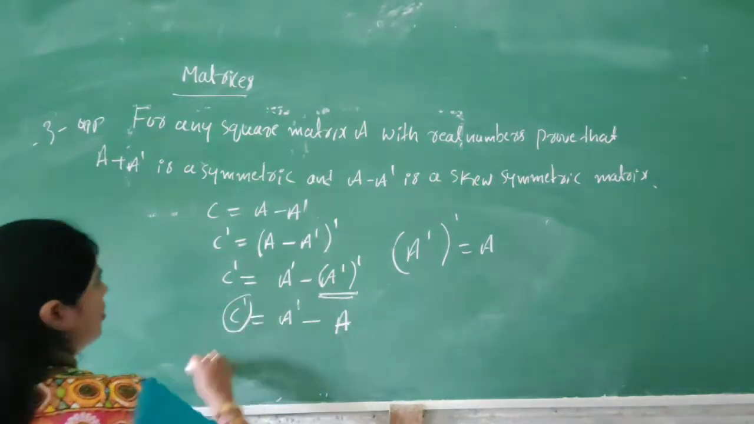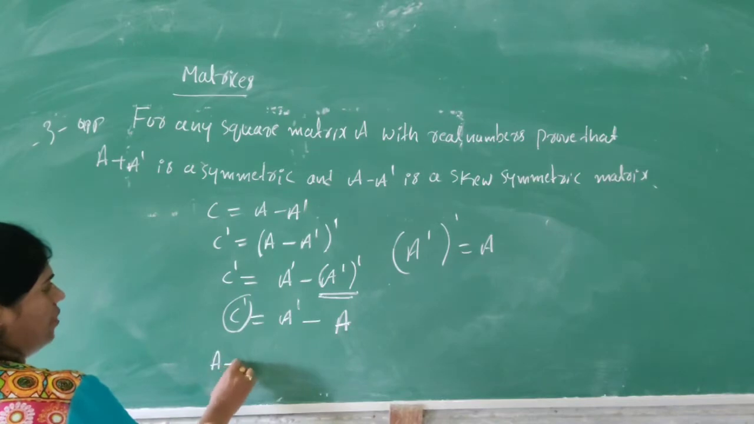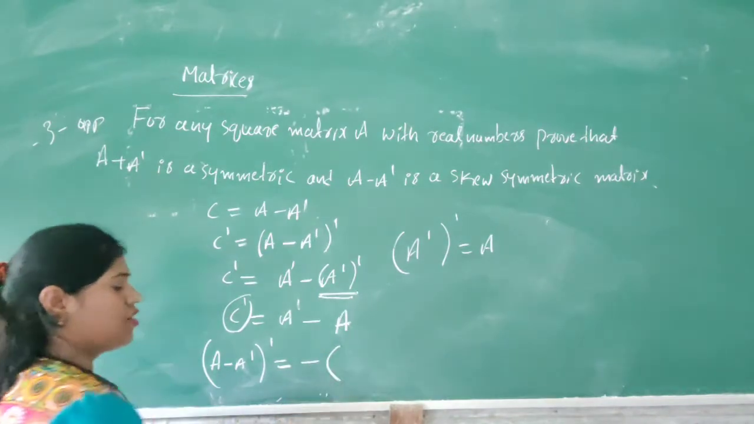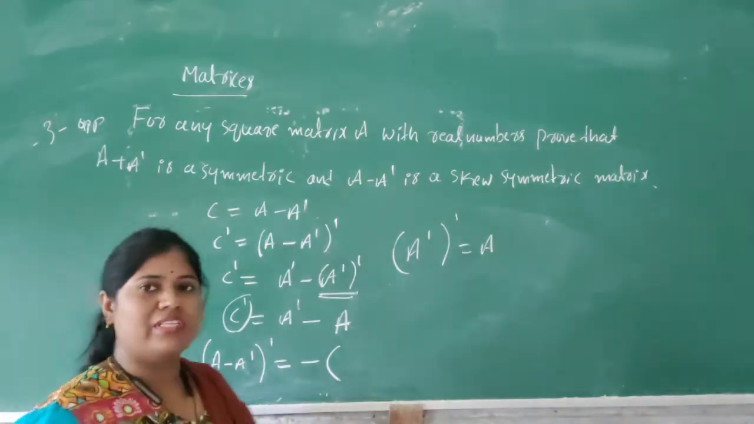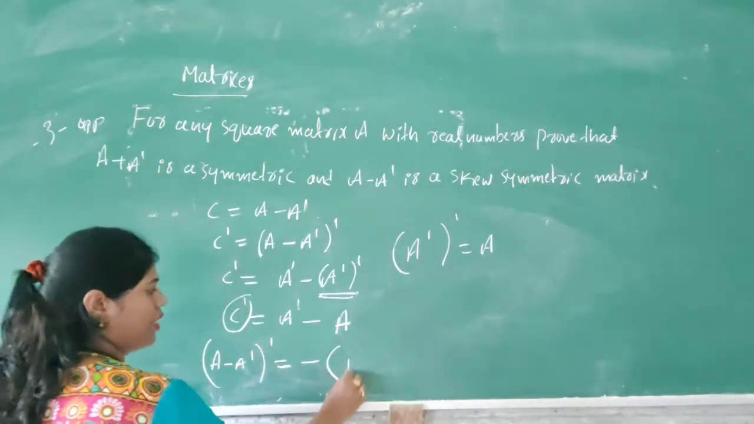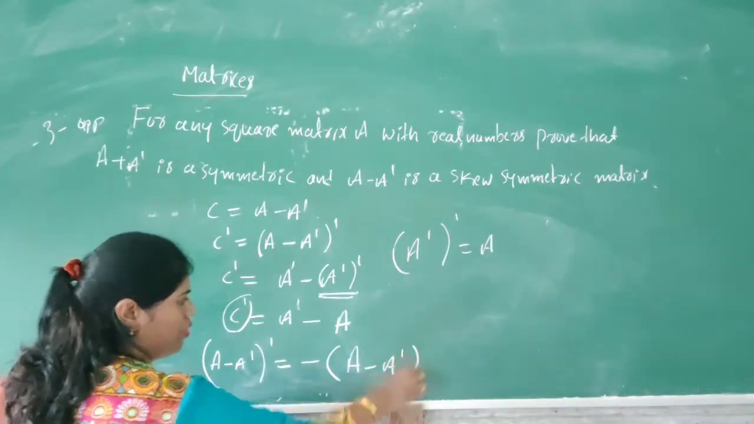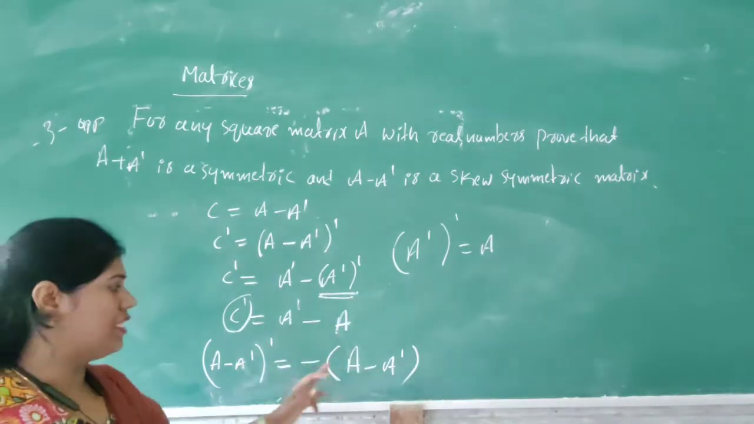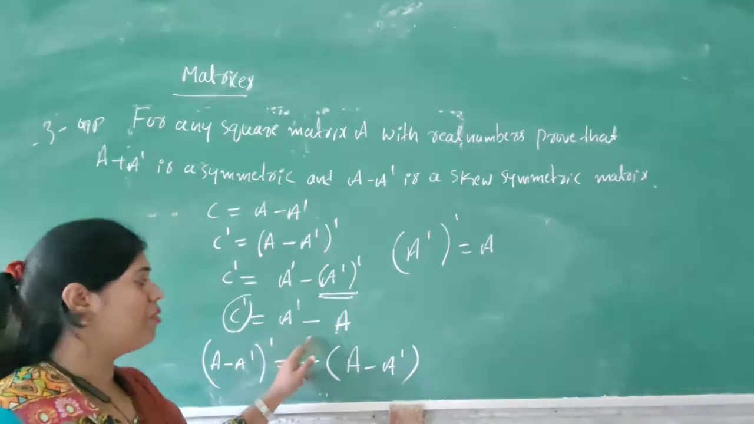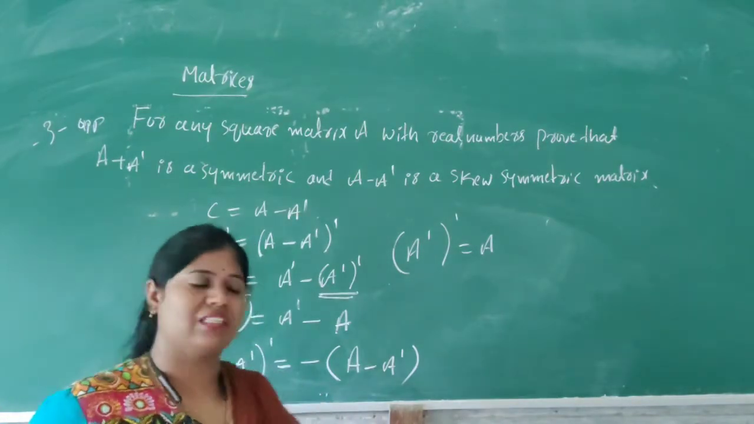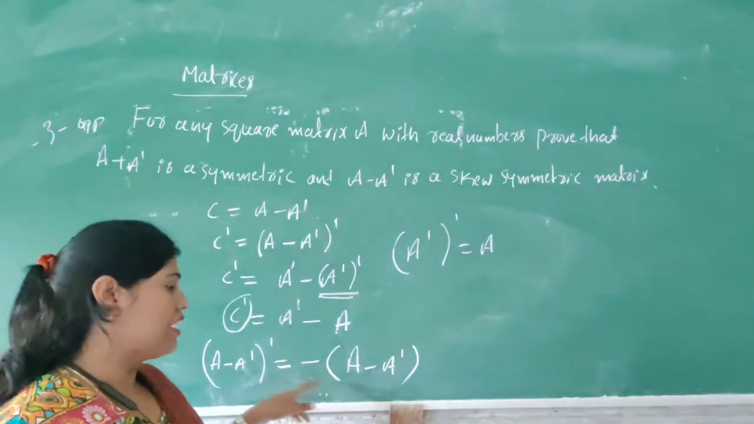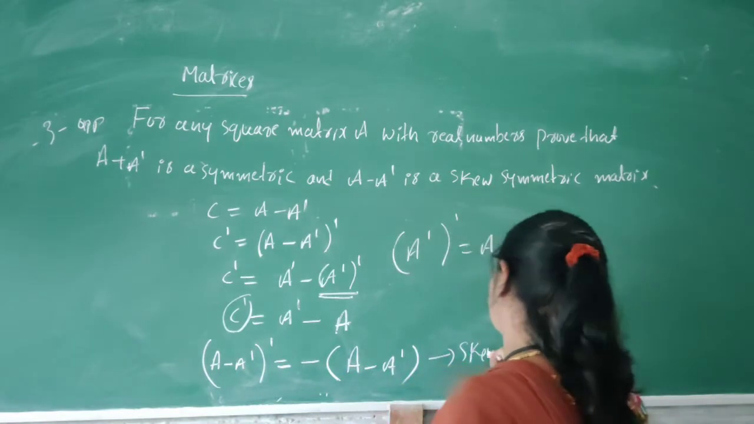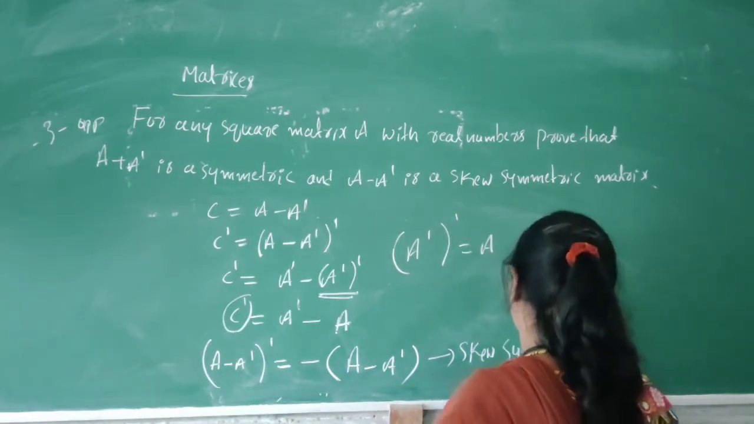But what is C complement? C complement is equal to A complement minus A. So, shall I take minus as common? If I take minus as common, what will be the remaining elements? Minus A, it is there. Minus into minus plus A complement. So instead of A complement minus A, after taking minus as common, it is going to be written as minus of A minus A complement. Therefore, this one is a skew symmetric matrix. Okay.